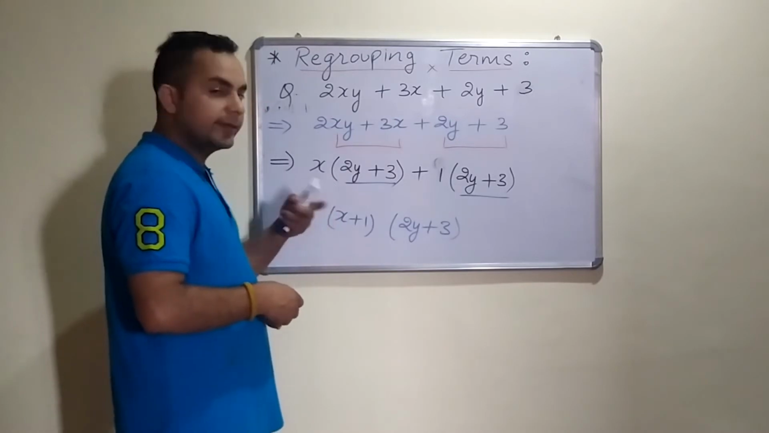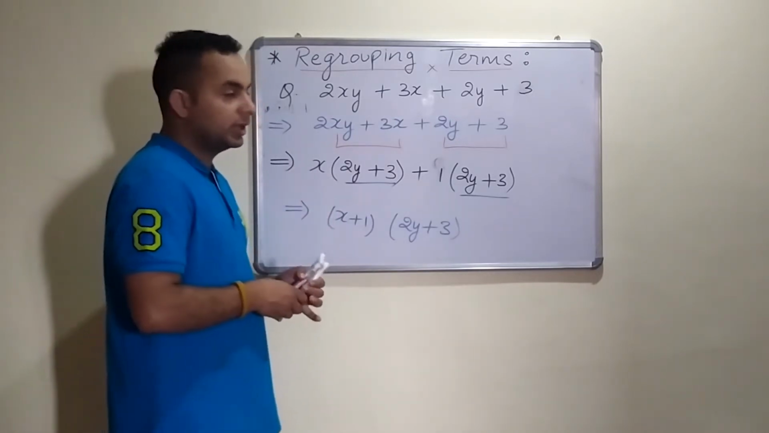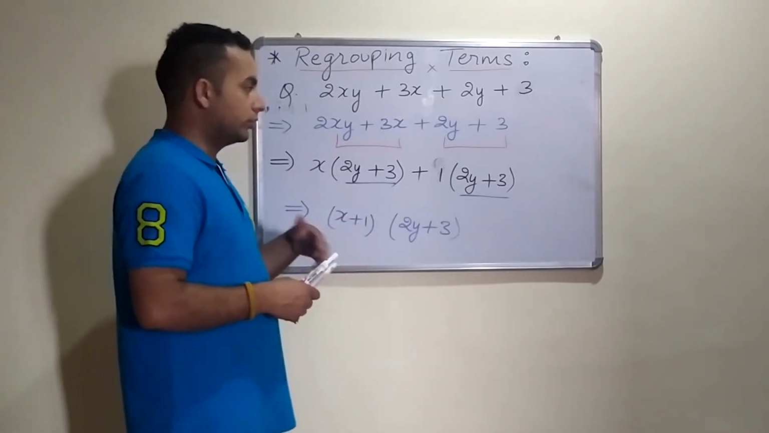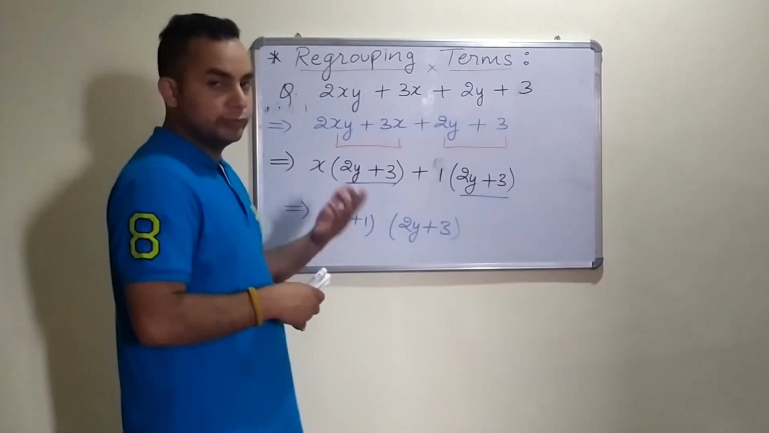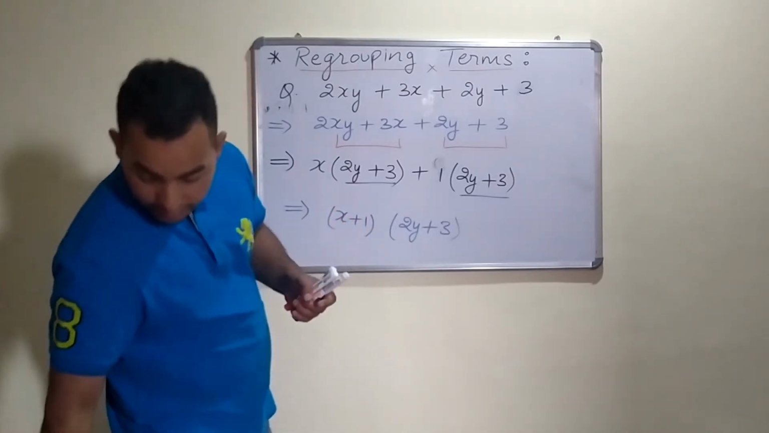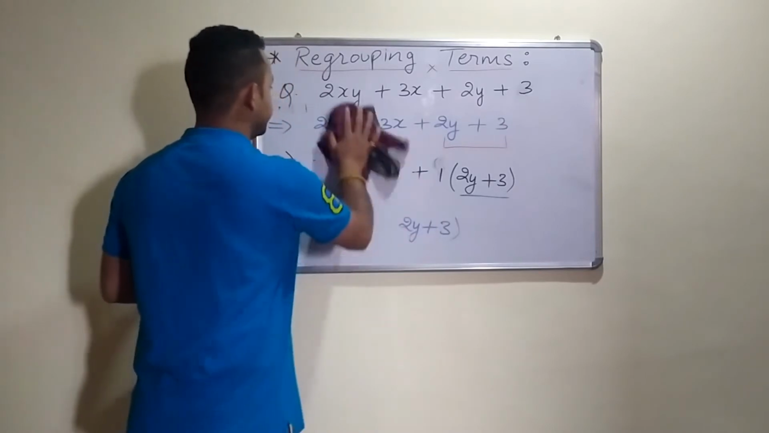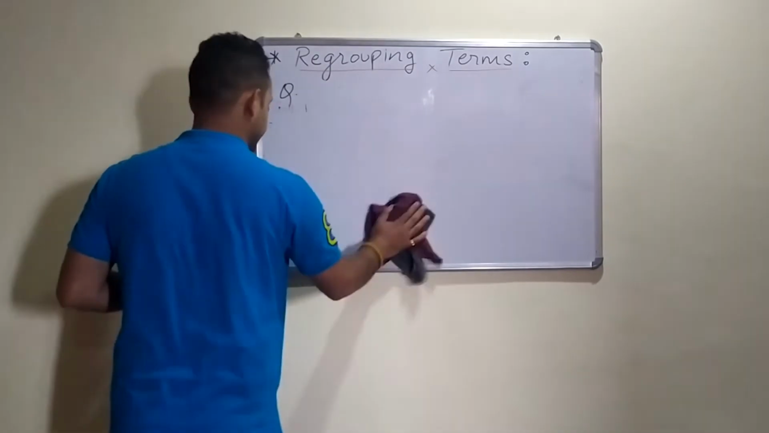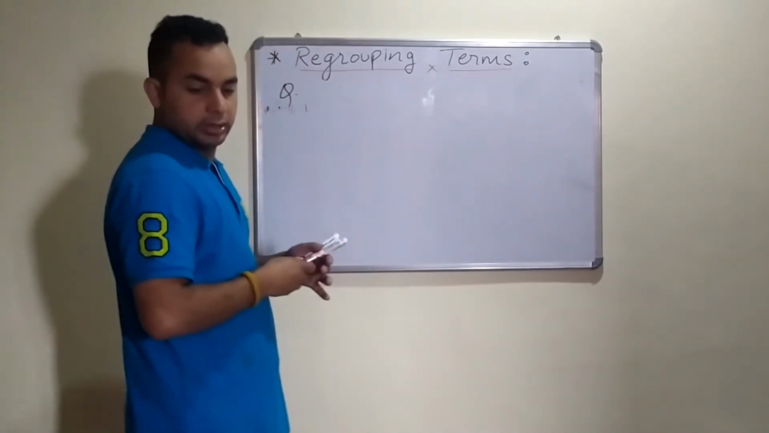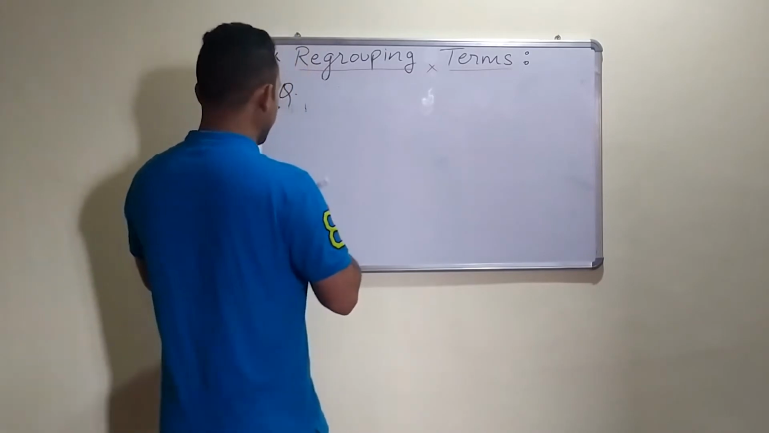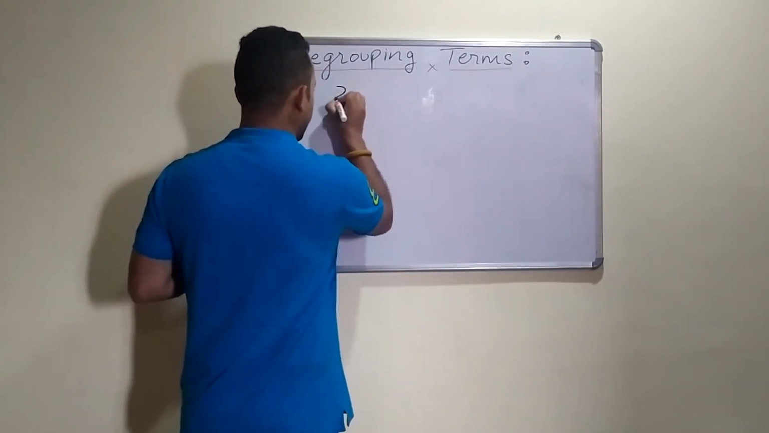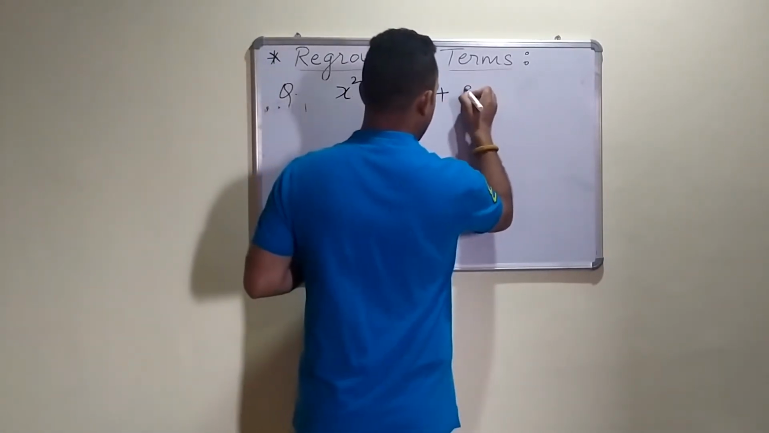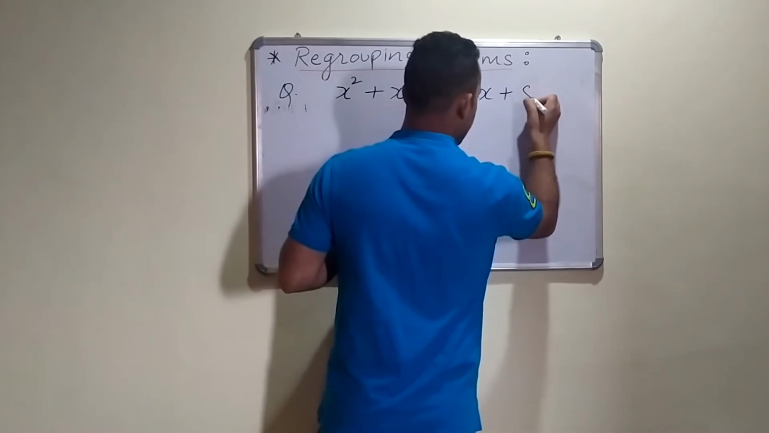Okay. Example. Now we are going to do one more example, and after one more example I'll give you some exercise questions or some homework questions to solve by your own self. Okay, now let's take one more example. Okay class, suppose I take an example like x squared plus xy plus 8x plus 8y.